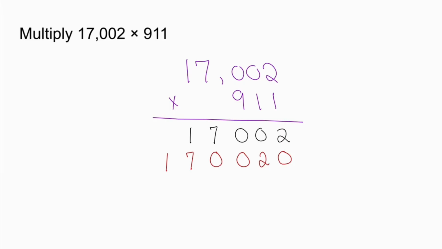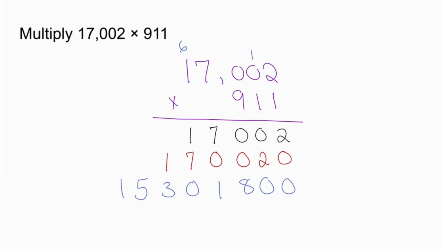Now this is going to be a little bit more frustrating. We move on to the 9, which is in the hundreds place value. That means you include 2 zeros before you begin, and in this case we're going to have to carry over a few times. 9 times 2 is 18. Write out your 8, carry over the 1. 9 times 0 is 0. 0 plus 1 is 1. 9 times 0 is 0. 9 times 7 is 63. Write out your 3, carry over a 6. 9 times 1 is 9. 9 plus 6 is 15. Write out all of 15.